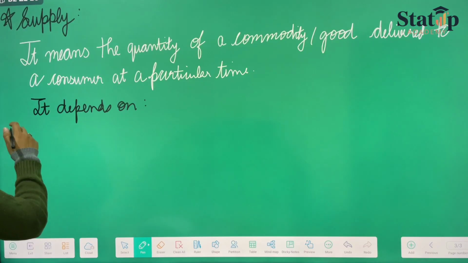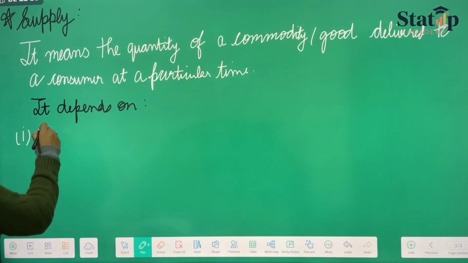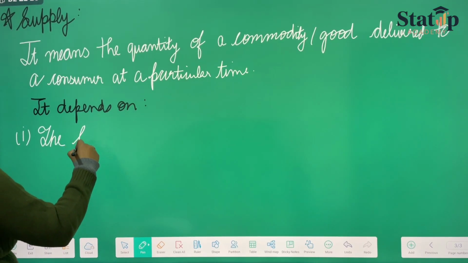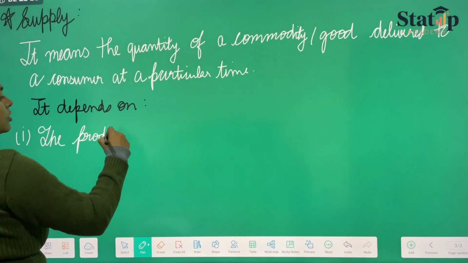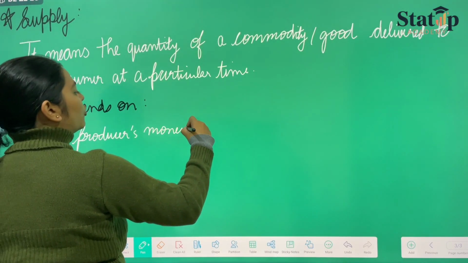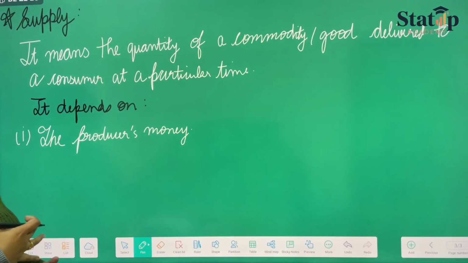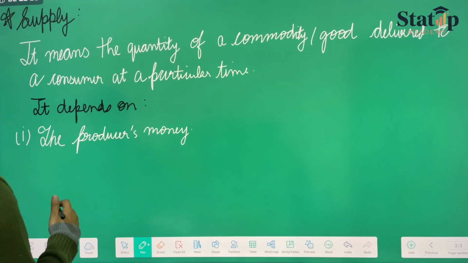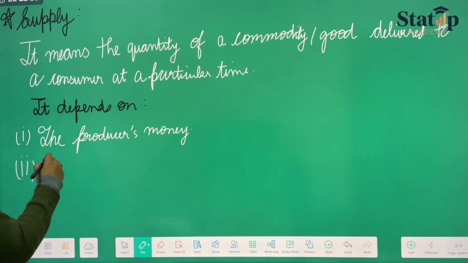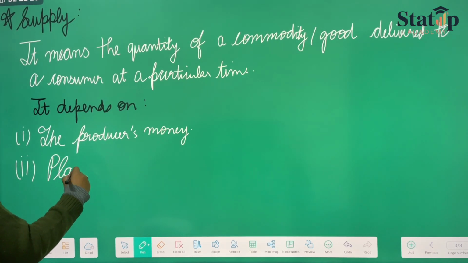First thing, the supply will depend on the money, the producer's income. The more money the producer has, the more he'll be able to produce things and supply them to the consumer. So the first thing is this. Second thing would be place, of course, the geographical area.